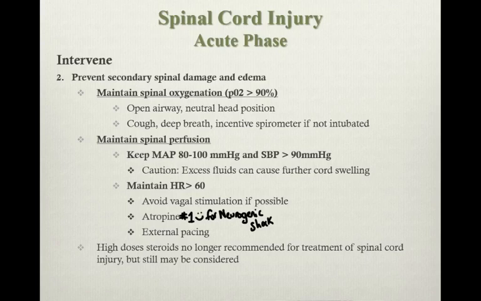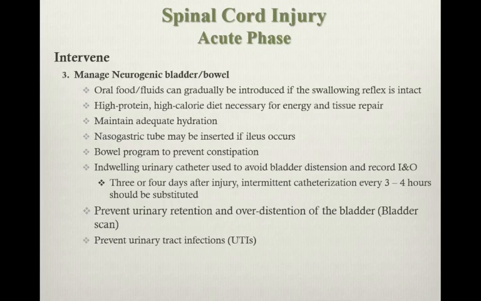But anyway, the number one treatment for neurogenic shock is atropine, but we do want to maintain oxygenation, even if it involves ventilation. We will go all the way up to ventilation. They need to maintain oxygenation to the spine and maintain perfusion to the spine. So stabilize, oxygenate, perfuse, and manage neurogenic bladder and bowel. Again, the patient is at risk for pyelonephritis and hydronephrosis and renal damage if you have urinary retention and over distension of the bladder.